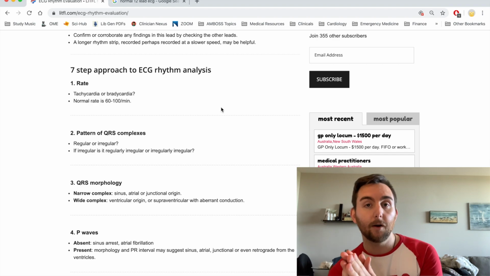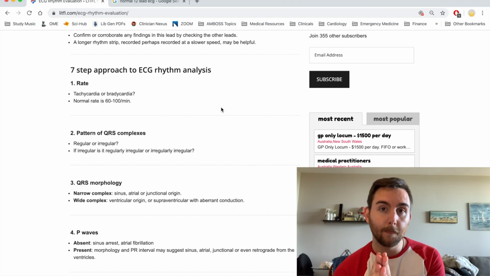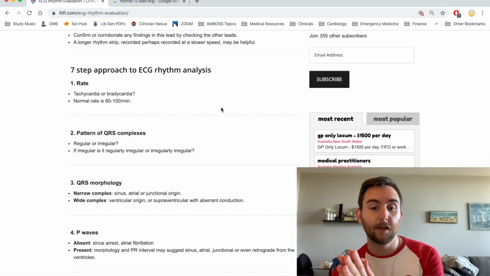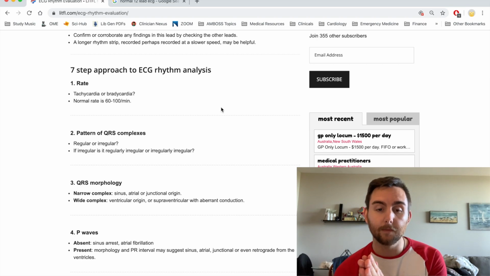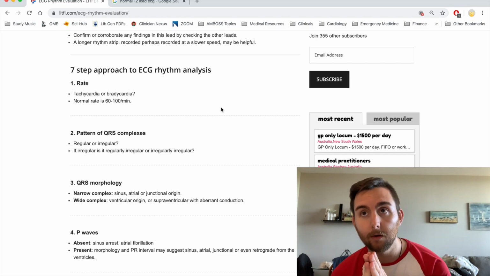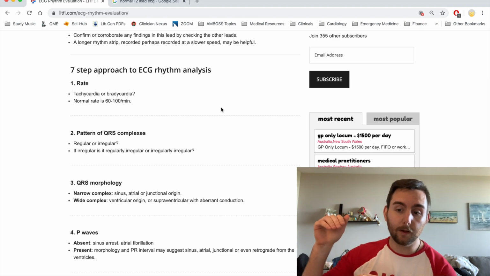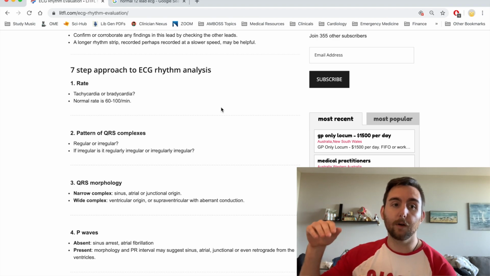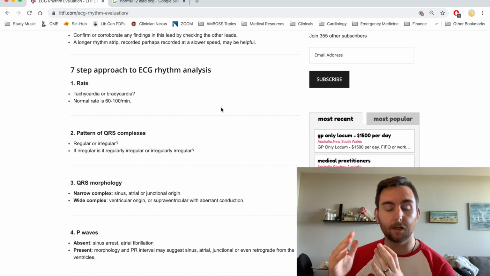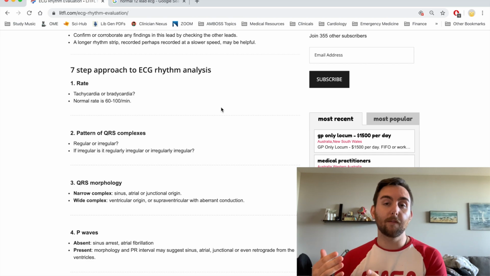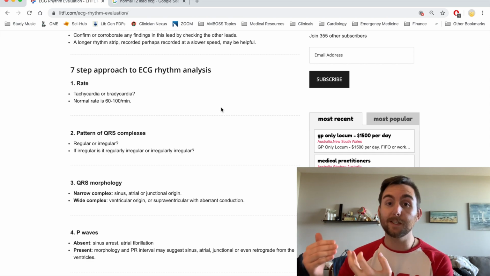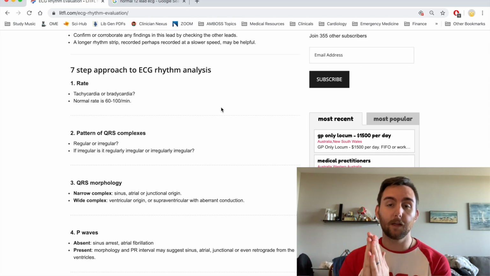The QRS can be narrow or it can be wide. It should be narrow. And if it's wide, something is going on. So if it's narrow, that means it's coming from the top of the heart, either from the SA node or somewhere above the ventricles. If it's a narrow complex QRS, it's coming from somewhere above the ventricles. The electrical impulse is originating from above the ventricles if the QRS is narrow.